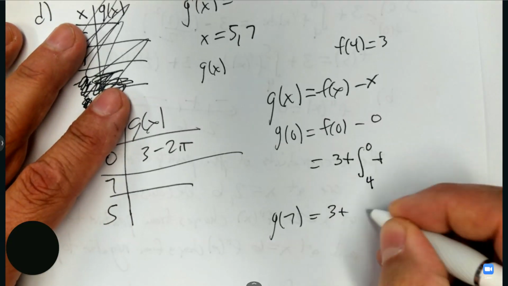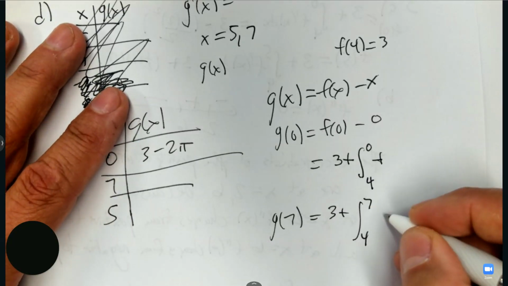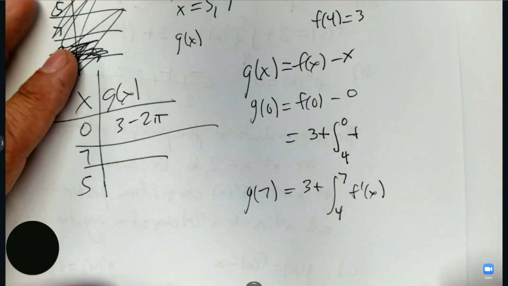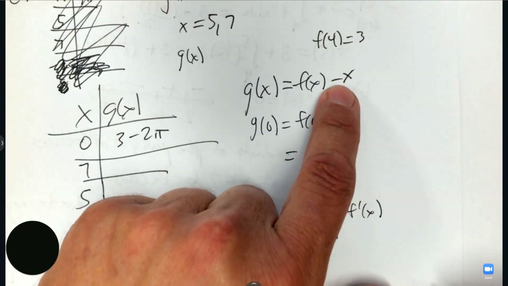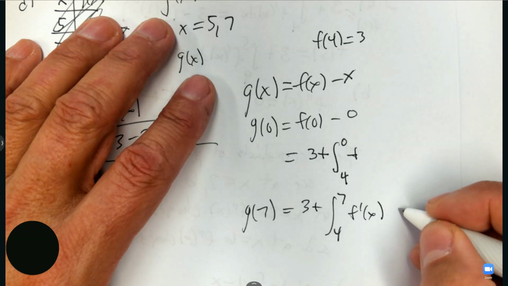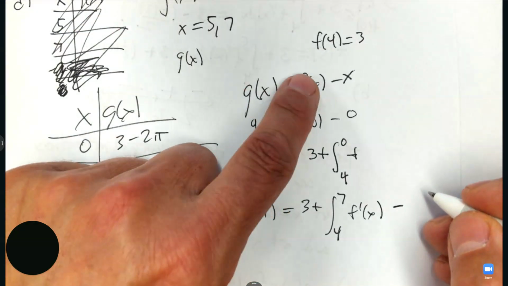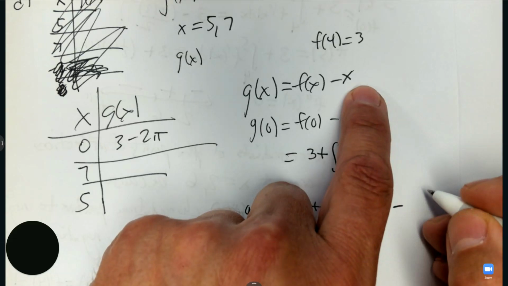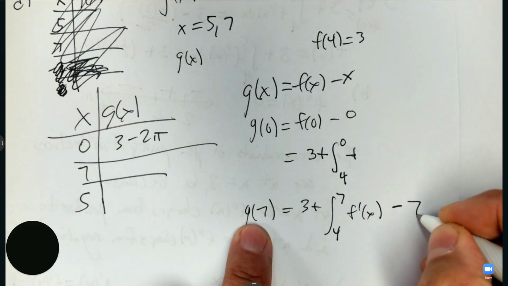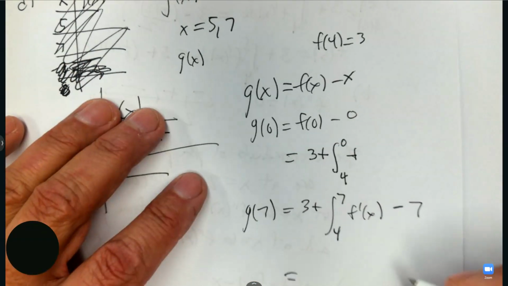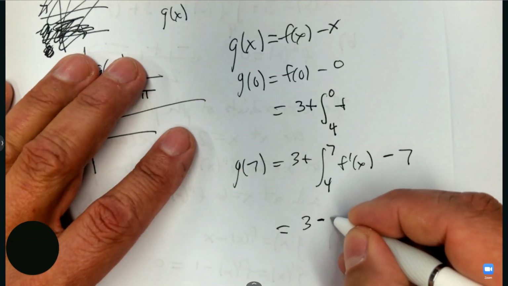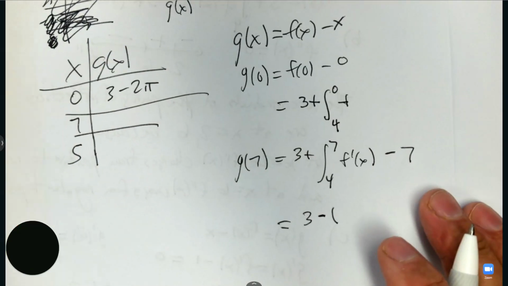So it's going to be 3 and then the integral from 4 to 7 of the derivative. And then we're also subtracting x. So this is to find f at 7. And then we have to subtract the x value, which is also 7. So this is our setup. Now 4 to 7 is improper, so we're going to have a negative. And then what's the area from 4 to 7?